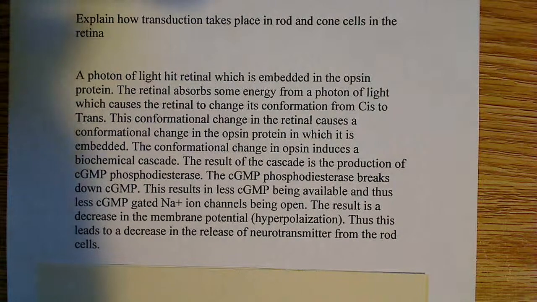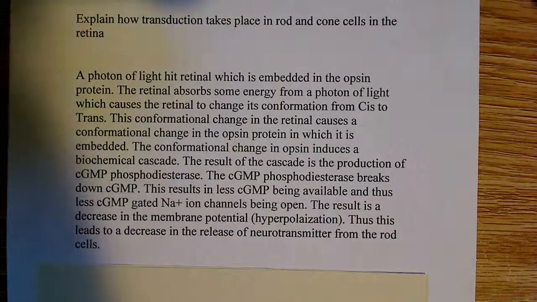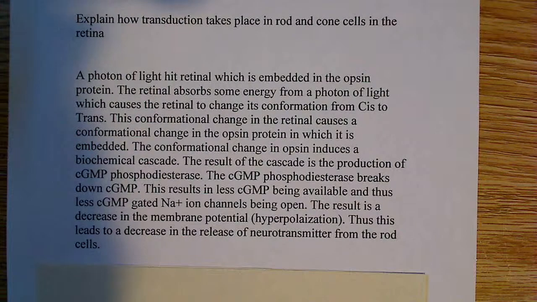So there's going to be a conformational change of retinal. It exists normally in a cis conformation, and it's going to change to a trans conformation. So it's going to go from cis to trans. And what that conformational change is going to do is cause a conformational change in opsin. Okay, so the conformational change in the retinal will cause a conformational change in opsin, which is the protein it's embedded in. And this is going to move on to initiate basically a biochemical cascade.